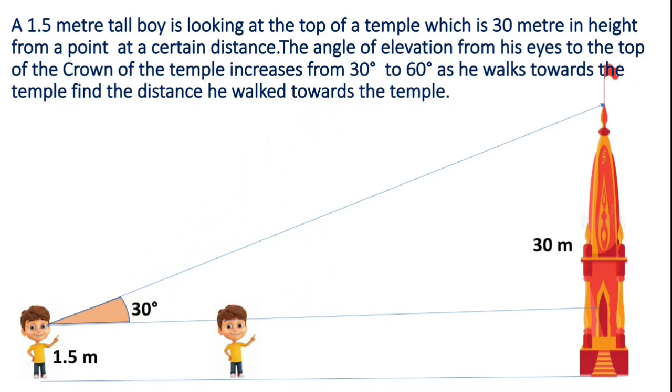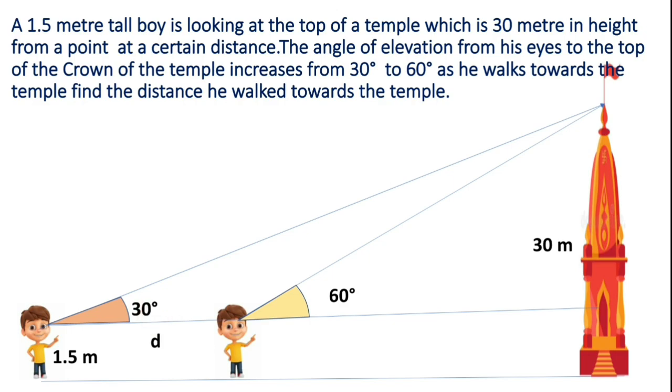So here also we have to consider the line of sight from the boy's eye. So here we get the angle of elevation like this, and here the angle of elevation is given as 60 degrees. And clearly we have to find out the distance he walked towards the temple. That means we don't know how much distance the boy moved. Let that be d. Now from this data we have to find out the d value.